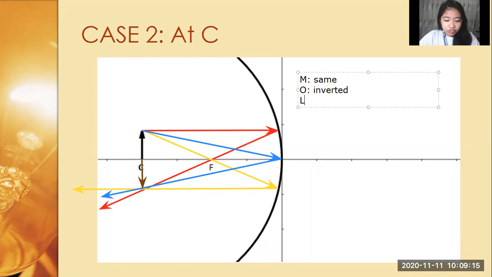For the location, it is found at C, at exactly the point of C. And then for the type of image, since again, the reflected rays are the ones that intersect, then it is a real image. Okay. Next, let us go to case number 3.